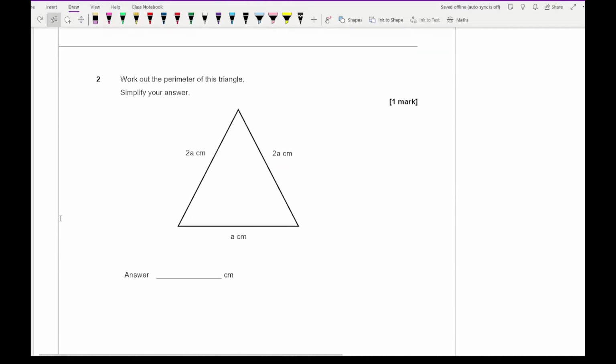For question 2, it says work out the perimeter of this triangle, simplify your answer. So for this, all we need to do is again add up each of the sides. So we've got 2a plus 2a plus 1a, which gives us 5a.